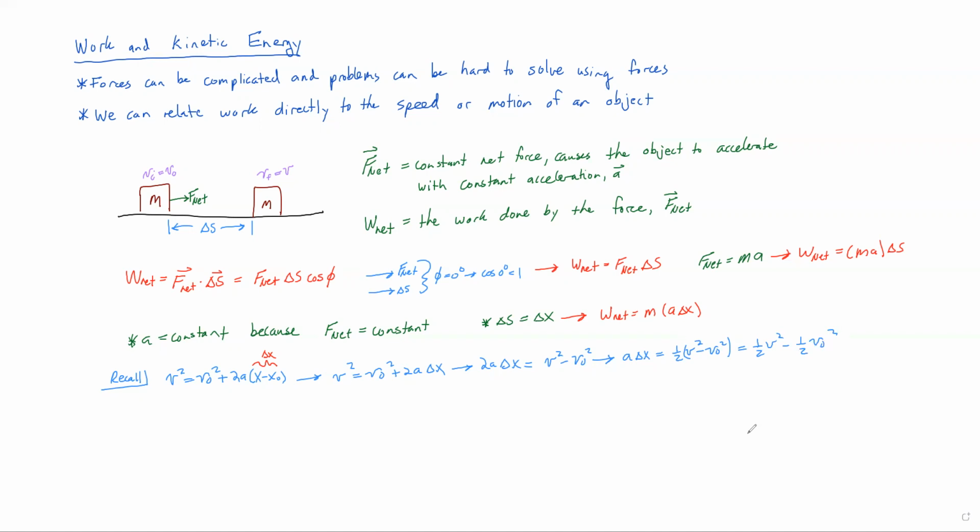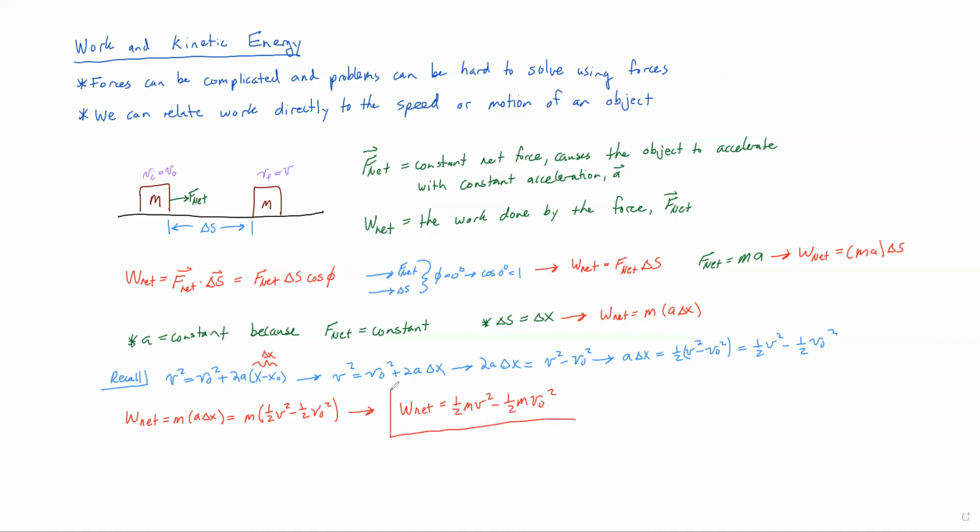Now you might think to yourself, okay, well, what do I do with that? Well, I'm going to take that and plug it in for my expression for delta x. So again, W net is M times A delta x, right? And that's just M times (1/2 V squared minus 1/2 V naught squared). Well, let's just put that through every term, and we have this great expression. We have that the net work is equal to 1/2 M V squared minus 1/2 M V naught squared.